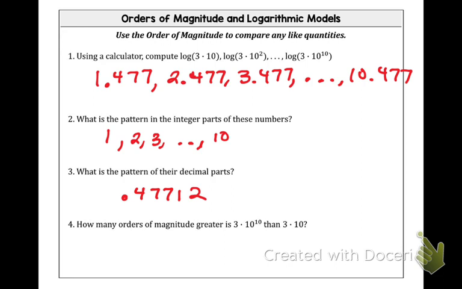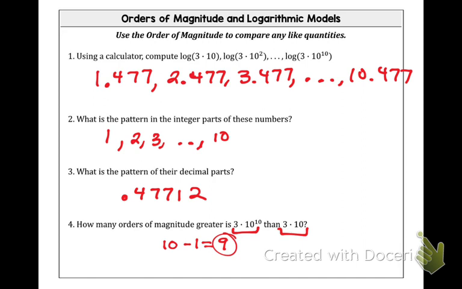So how many orders of magnitude greater is 3 times 10 to the 10th than 3 times 10 to the first? If we're starting at the first, how many more magnitudes do we have to go? Well, it would actually be 9. So it would be 10 minus 1, which is 9. So it's 9 orders of magnitude greater.